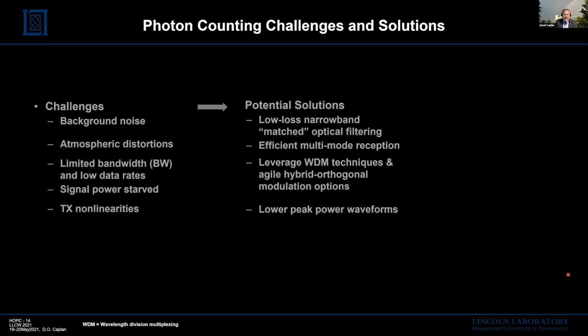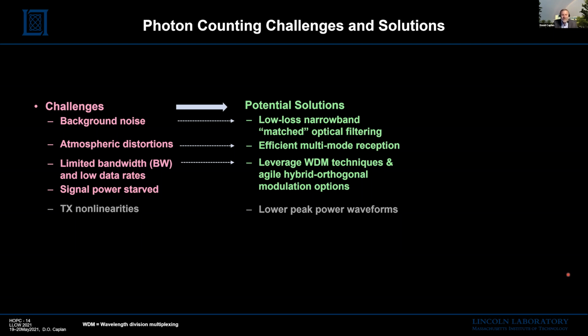Existing photon counting detector technologies have a lot of challenges, and what we're proposing here are a range of solutions. In order to address background noise sensitivities, we're proposing to use low loss matched optical filtering, where the bandwidth of the optical filter is nearly matched to the transmit waveforms of interest. In order to accommodate atmospheric distortions, we're looking to implement filtering that can accommodate efficient multi-mode reception. And to address limited bandwidth and data rates, as well as operation for signal power-starved operation, we're seeking to leverage WDM techniques and agile hybrid orthogonal modulation options, which can both allow for faster rates and more sensitive communications.